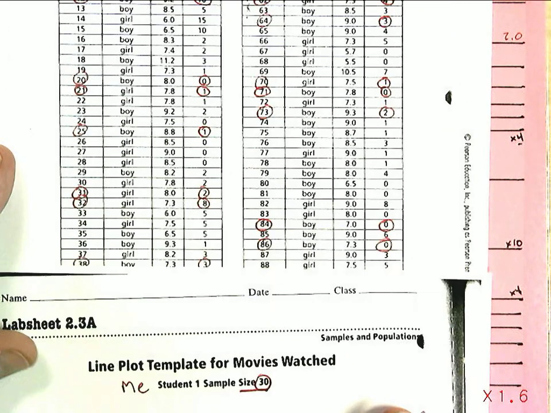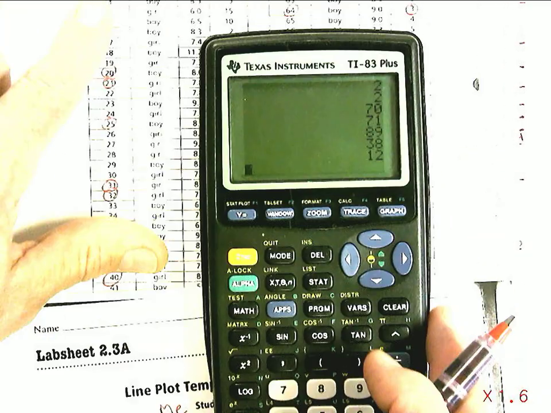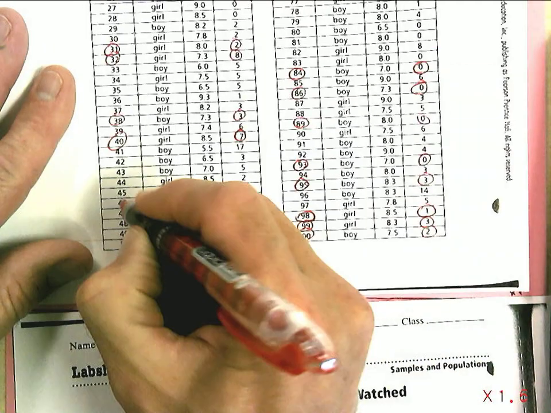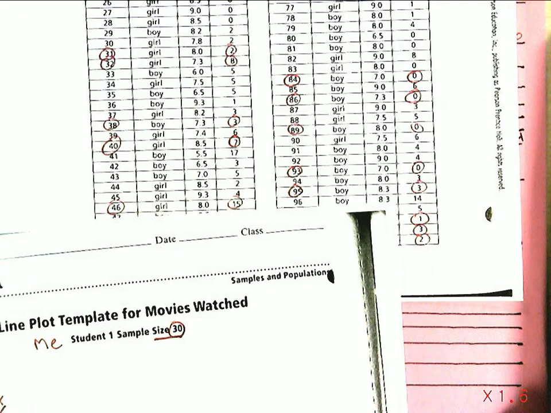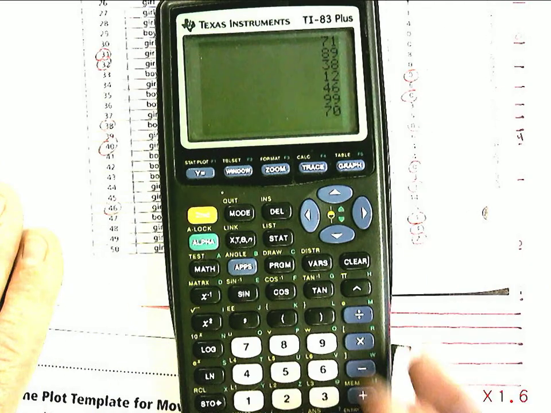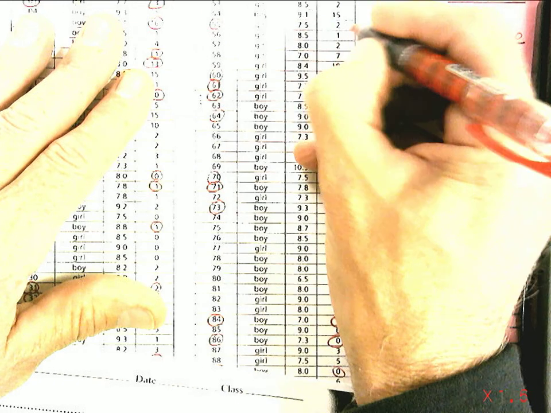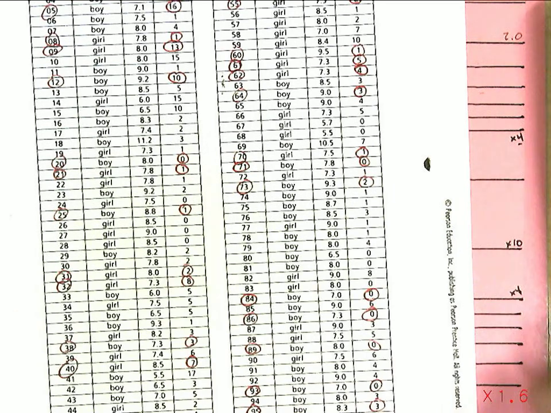Person 38. Already picked that person. Person number 12. Already picked that person. Person number 46. That's a new one. 15 movies. And person number 99 already picked. Person number 70 already picked. Person number 55. That is someone I haven't picked yet, and they watched 2 movies. And there we are. And that's what random looks like.